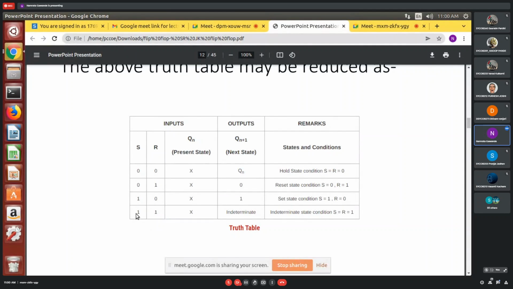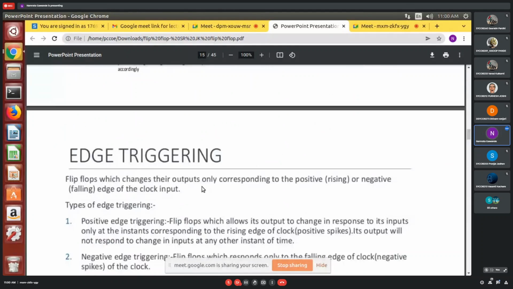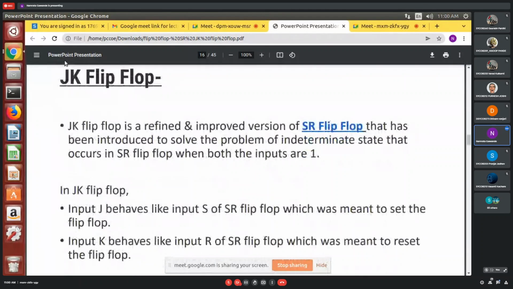So to overcome this particular condition, the JK flip-flop is used. If both the inputs are 1, then we are getting the indeterminate output, meaning invalid output. So we should get some valid output. For that, the JK flip-flop is used. This drawback can be overcome by the JK flip-flop. The JK flip-flop is a refined and improved version of the SR flip-flop that has been introduced to solve the problem of the indeterminate state that occurs in the SR flip-flop when both the inputs are 1. Only for that purpose the JK flip-flop is used.